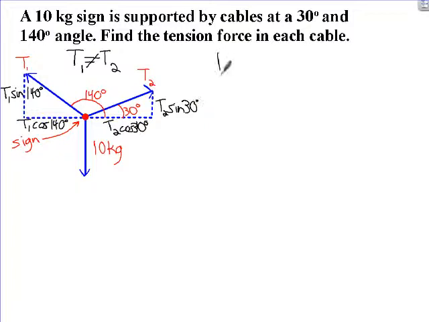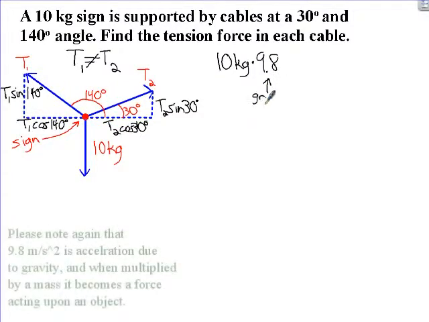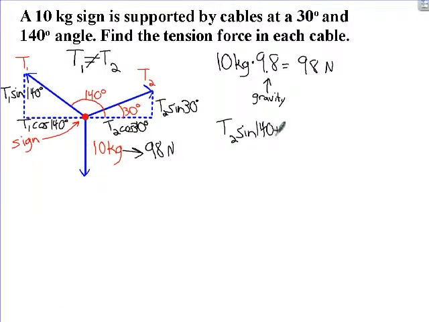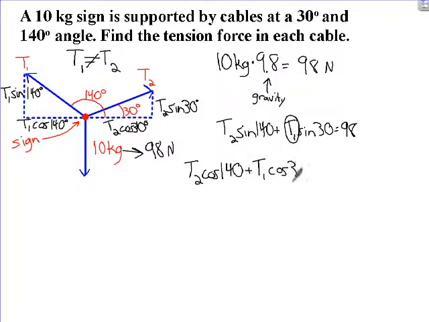We also have to get the weight for 10 kilograms, which is the mass. So we will multiply 10 by 9.8, or the force of gravity, to equal 98 newtons. Now we put together an equation of T2 sine 140 plus T1 sine 30 to equal 98. Because we have two variables, we will have to put together a separate equation for either T1 or T2. We have decided to solve for T1. Our second equation will be the horizontal components of T2 cosine 140 plus T1 cosine 30 to equal 0.